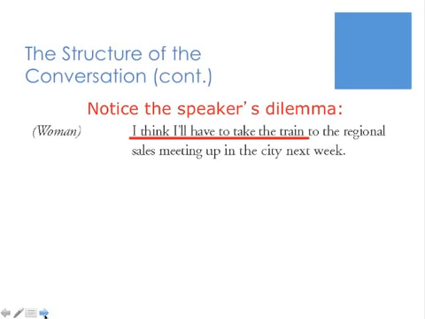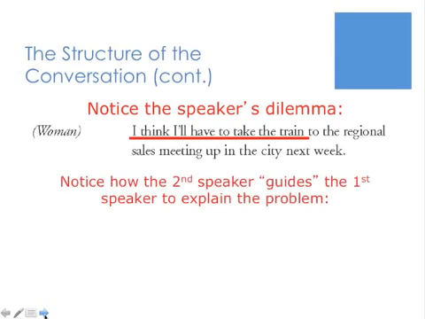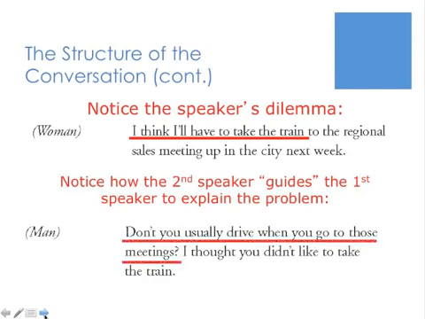So first off, notice that we're not beginning a conversation in a logical place, such as people saying hello or greeting each other. No, it's basically the person beginning with their problem. Now notice how the second speaker sort of guides the first speaker to explain more. Well, don't you usually drive when you go to those meetings? So in this case, the speaker is basically giving the woman more opportunity to explain why the person is not driving, but instead taking the train.